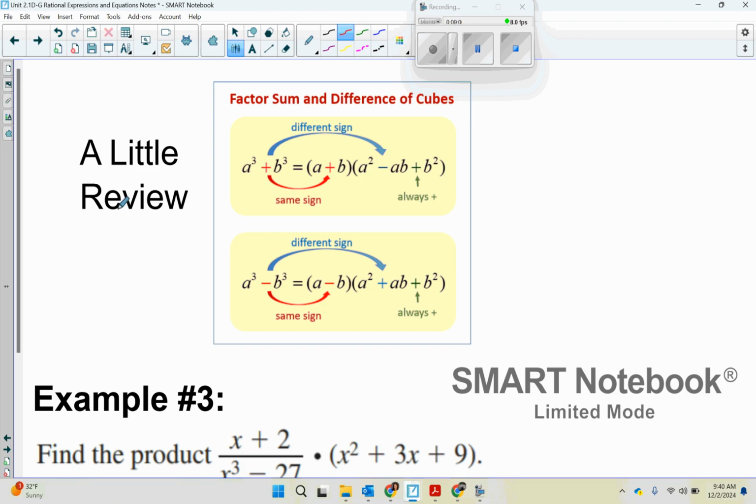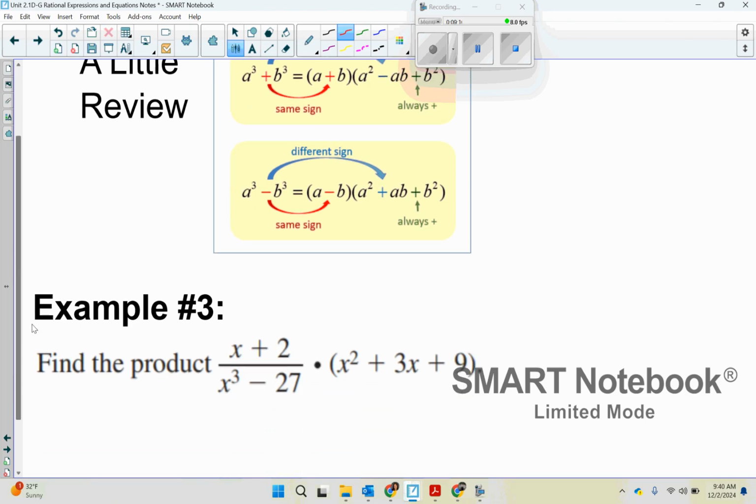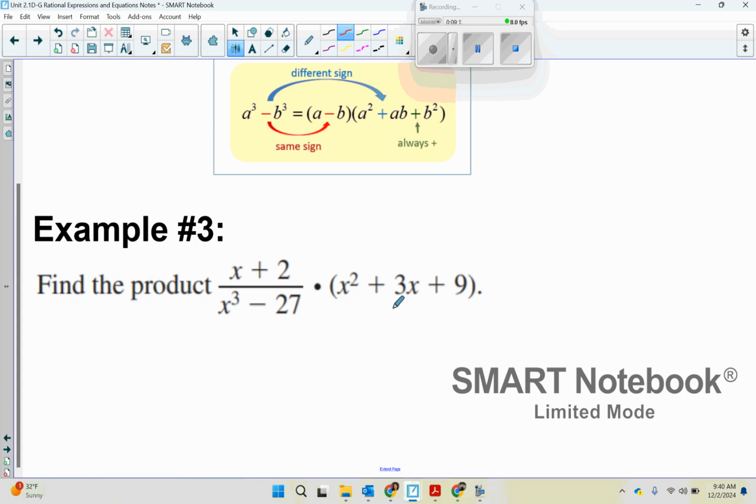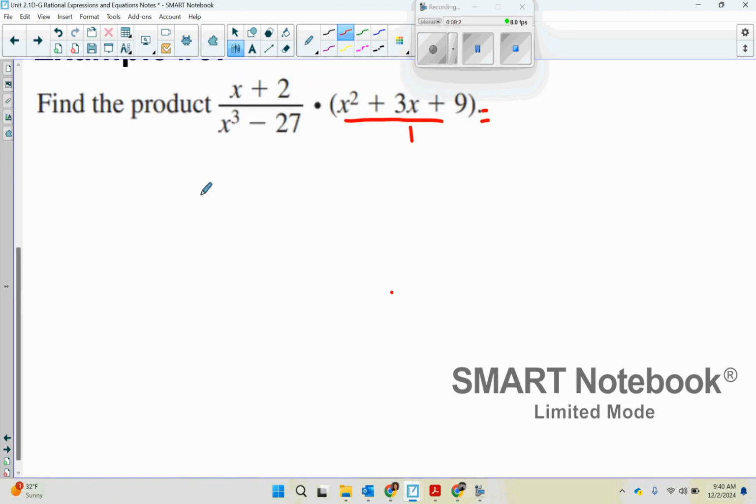You could also see some in difference of cubes. So I put this up here as a little review for us. So for example, find the product. If you would like to, remember, everything is technically over 1. And then what I'll do here is I'll simplify and factor what I can. So x cubed minus 27 is difference of cubes.